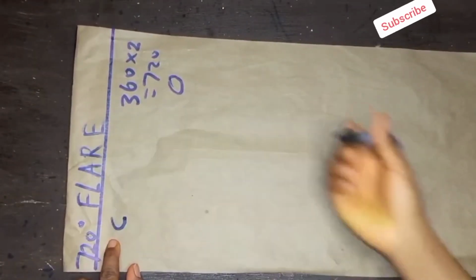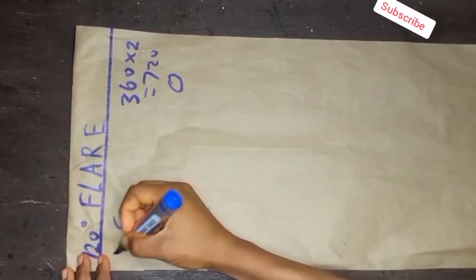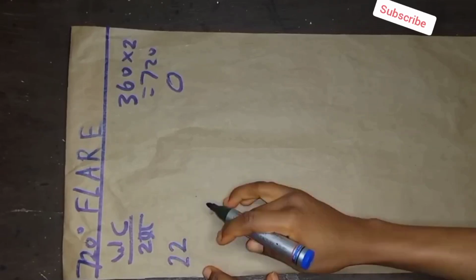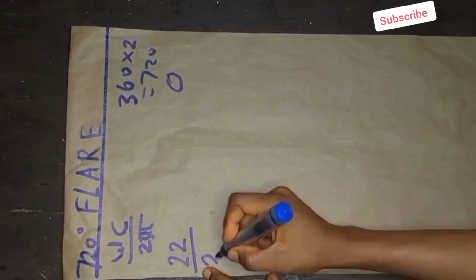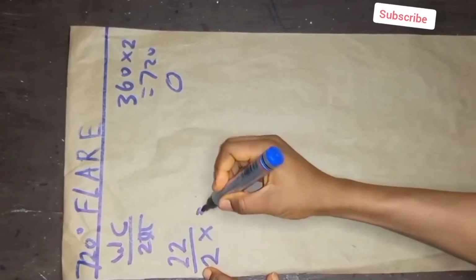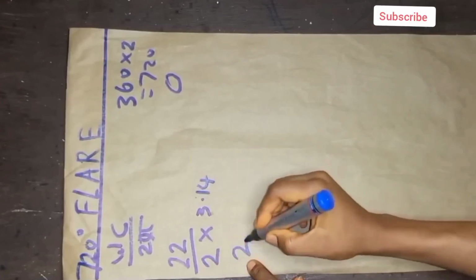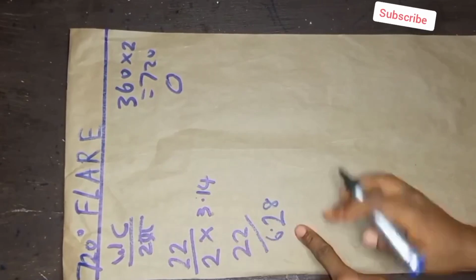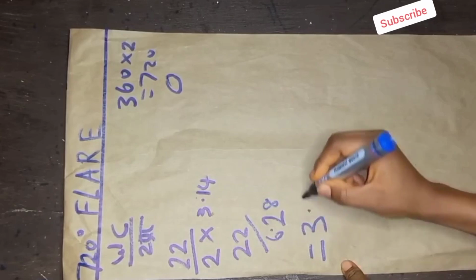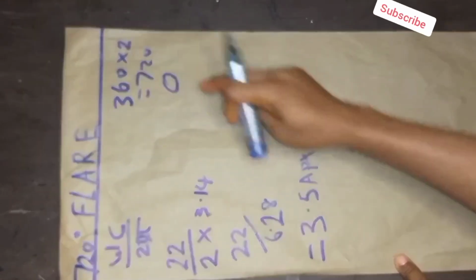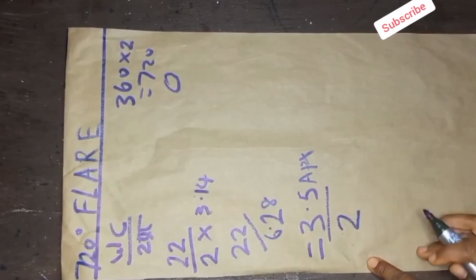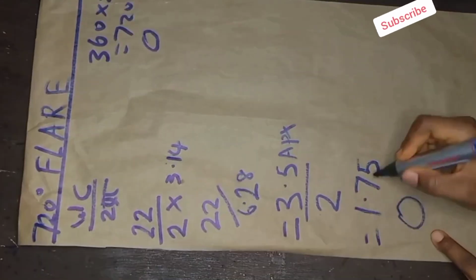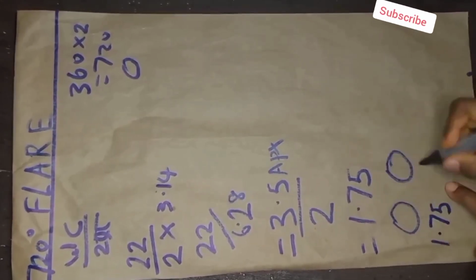Formula for the 360-degree flare is circumference. This circumference can be any circumference, so we'll use waist circumference divided by 2 pi. Let's say the waist circumference is 22 inches divided by 2 multiplied by pi, and pi is 3.14 approximately, and 2 multiplied by 3.14 will give us 6.28. So 22 divided by 6.28 will give us 3.5 approximately. So in order to get 2 full circles for a 720-degree flare, we'll divide this 3.5 by 2. 3.5 divided by 2 will give us 1.75. So our radius will be 1.75 for each circle.